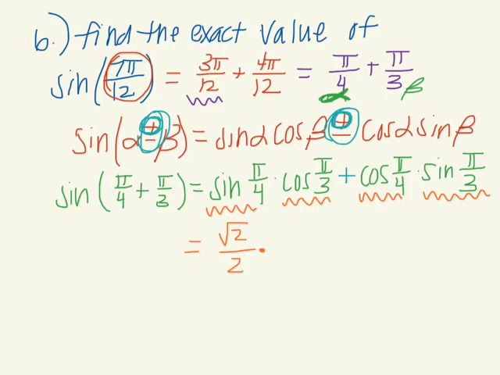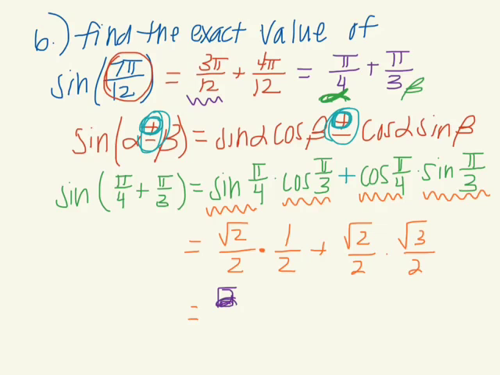Cosine of pi over 3, you can type that into your calculator, or if you just know off the top of your head that it's 1/2. Cosine of pi over 4 is the square root of 2 over 2. And then sine of pi over 3 is the square root of 3 over 2. So really all you have left to do now is multiply each pair of fractions together and then combine like terms. So if we do that, the first set of fractions multiply to give you the square root of 2.